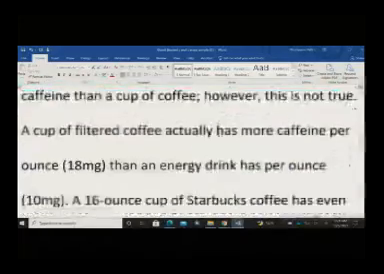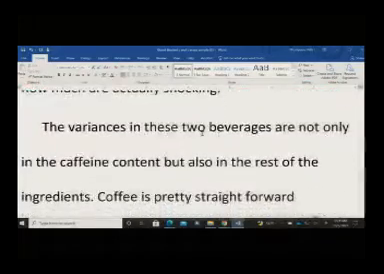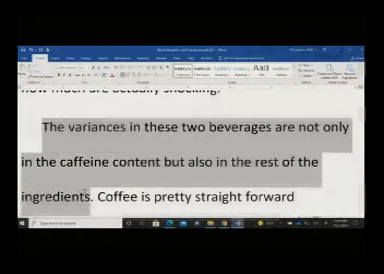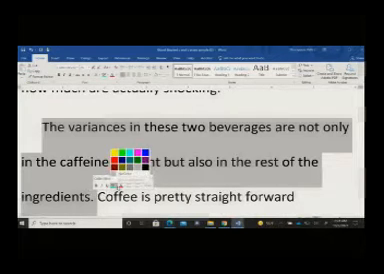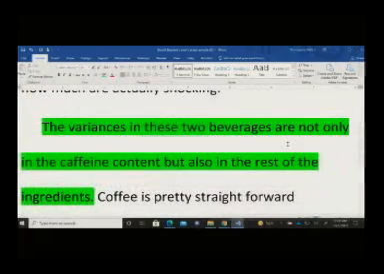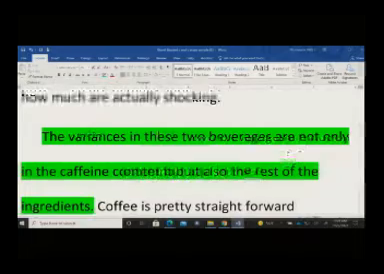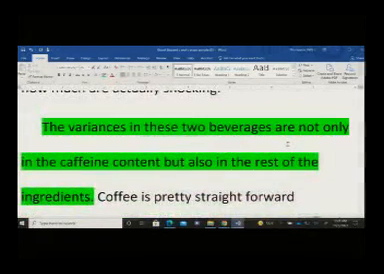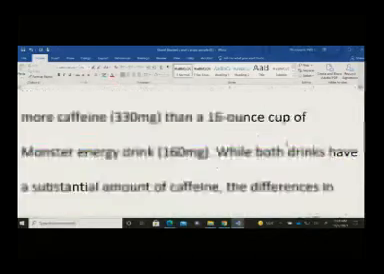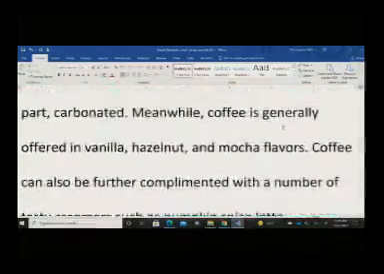So then that should tell me that it's going to be the other ingredients, which are the variances in these two beverages. And see how it kind of transitions from caffeine, but it does say we're going to talk about the rest of the ingredients, all right? And the variances, that's another way to say difference, isn't it? Okay, so we'll go back to the second paragraph.